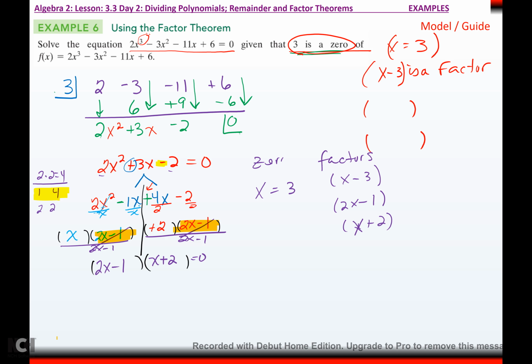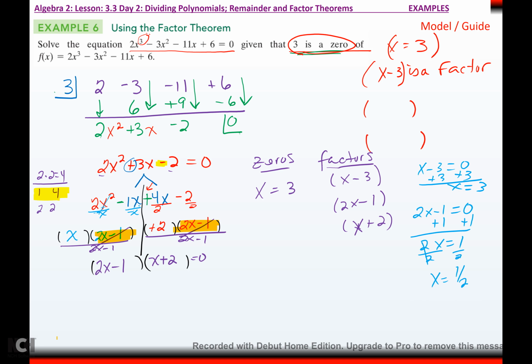How do I get the zeros? Like we always have, you set them to 0 and get x alone. If x minus 3 equals 0, add 3, x equals 3. To solve 2x minus 1, set it to 0, add 1, 2x equals 1, divide by 2, x equals 1/2. And my third one, x plus 2, set it to 0, subtract 2, x equals -2. That's the 0 that goes with this factor.